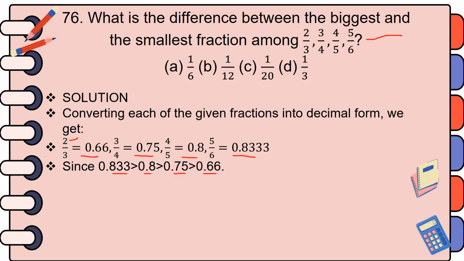And the fourth largest, or the least decimal number here, is 0.66. Now we get the first largest decimal 0.833, which is equal to 5 over 6, and the least decimal here is 0.66. It means again 2 over 3. Now you get 5 over 6, the largest one, and 2 over 3, the smallest one.